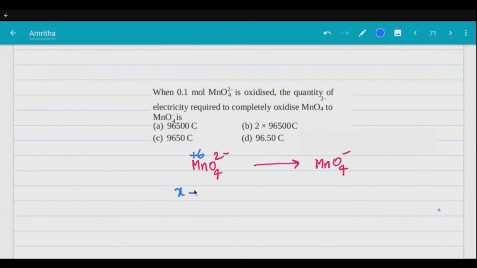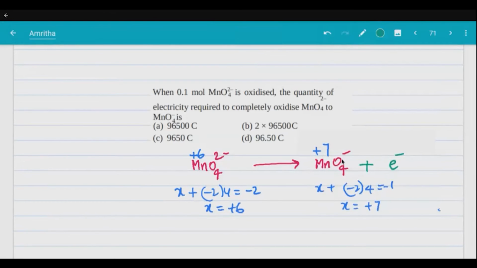Very simple. X I have taken, -2 into 4 is equal to -2. X is equal to +6. So here x plus -2. Oxygen is -2. We know this. It is oxide. So x is equal to +7. +6 to +7. So it is losing electron, right? It is losing one electron.